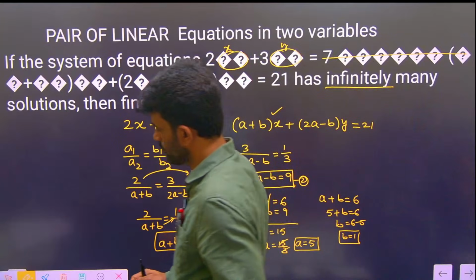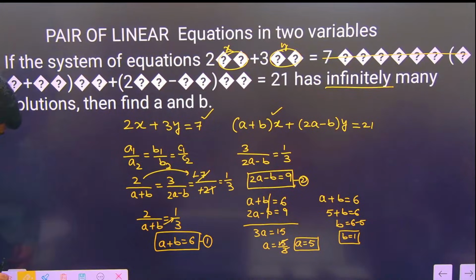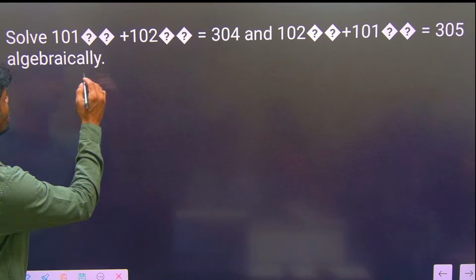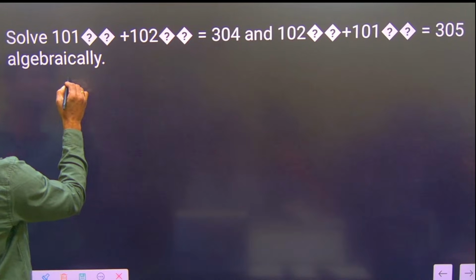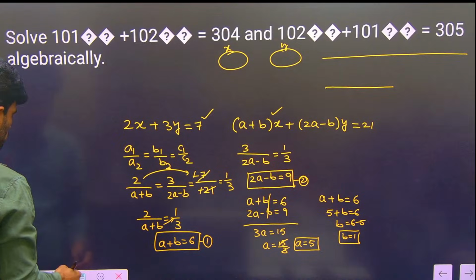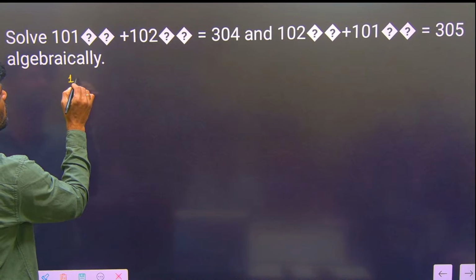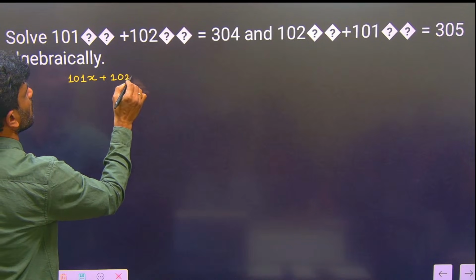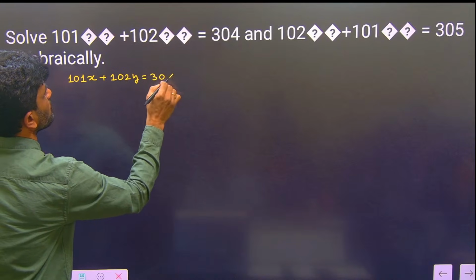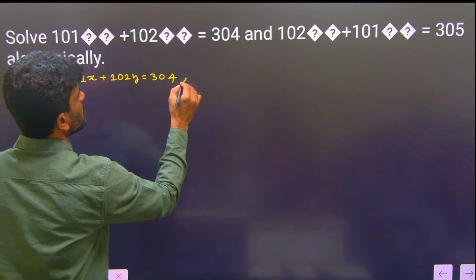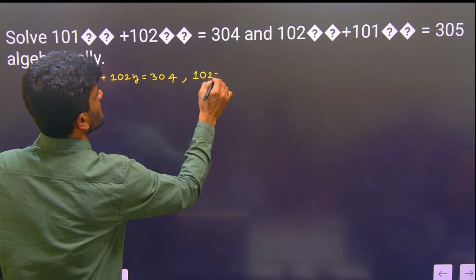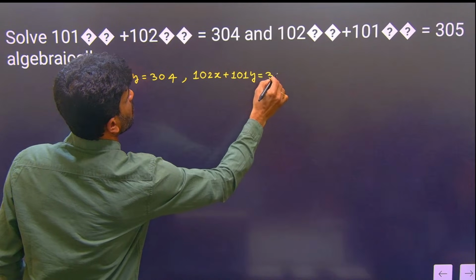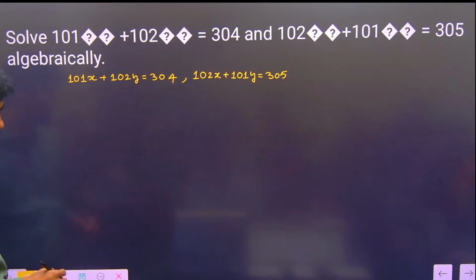Next problem. Here also, this is the equation I am writing because it did not come properly. The question is not okay. So the first equation is 101x plus 102y is equal to 304. First equation. And the second equation, 102x plus 101y is equal to 305. Try to solve these two.